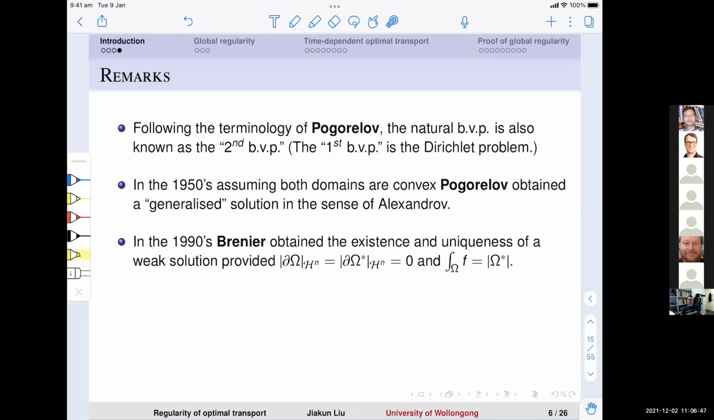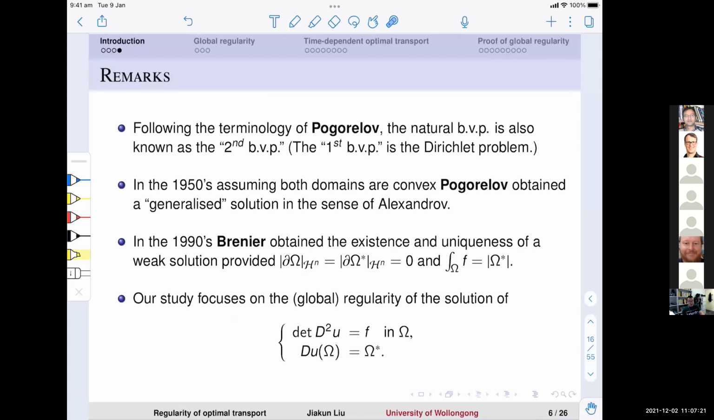And in the 1990s, Brenier proved another, somewhat different kind of weak solution. He only assumes the boundary has zero measure, so zero measure means the n-dimensional Hausdorff measure is equal to 0. And also he needs some kind of balance condition, that means the integral of f is equal to the volume of the target domain, omega star. Under such an assumption, Brenier proved there exists a unique weak solution, but that is a little bit weaker than the Alexandrov weak solution.